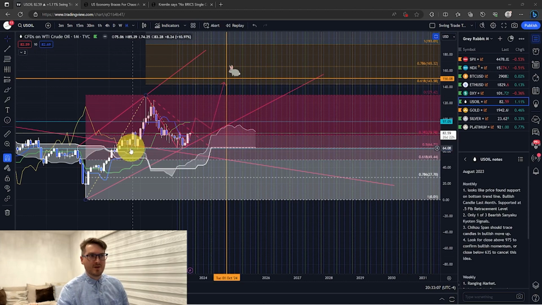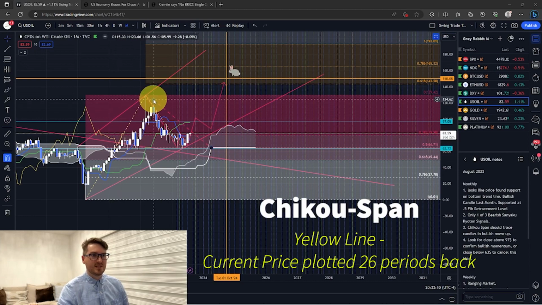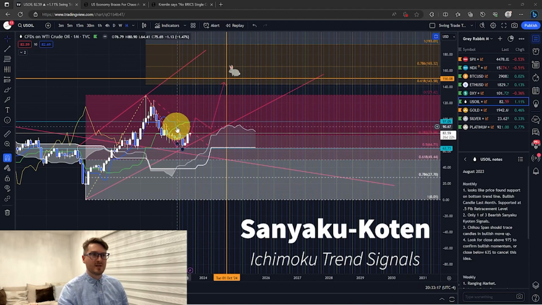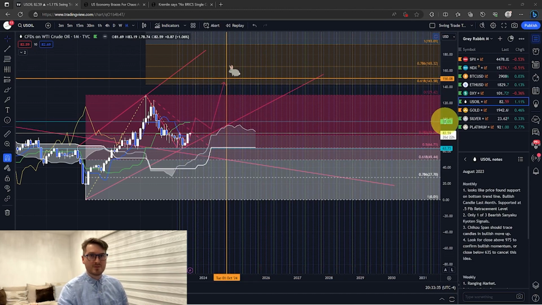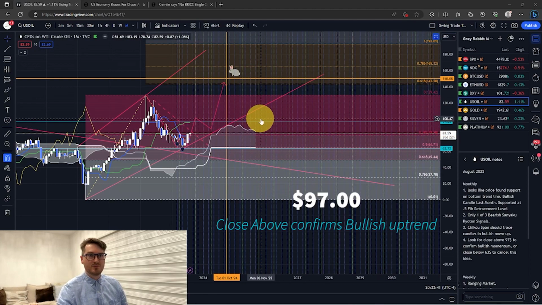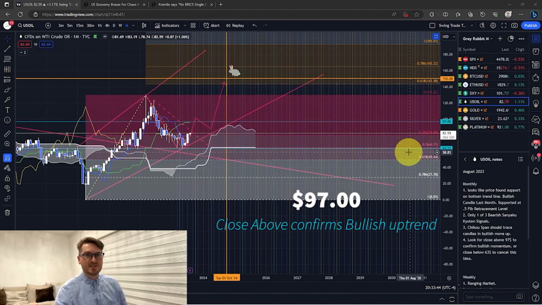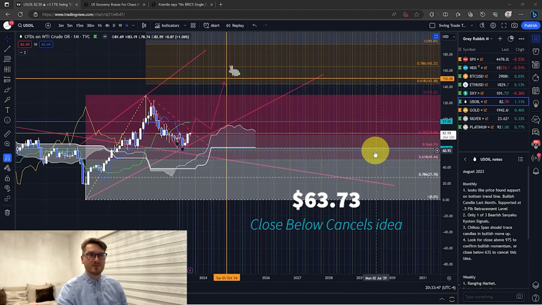I'm expecting the Chikou span to continue tracing these candles up. We have 1 out of the 3 bearish Senryoko Kyoten signals. So we have a death cross here on the Ichimoku, but the Chikou span hasn't come below the candles yet. And since we've found support here on this trend line and this Fibonacci retracement level, I'm expecting price to continue further back up on an N wave. So we're going to be looking for a close above this light blue line here at the $97.05 level to confirm this move up. But if we get a close below the $63.73 level, this is going to confirm a move down to the downside.